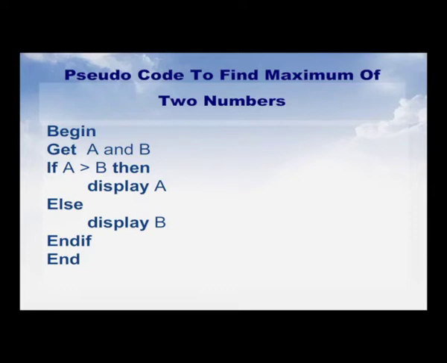So, here we get the 2 numbers, we call them a and b, from the user. We use an if statement. If the condition a is greater than b, then display a as greatest. If a is not greater than b, then the condition a greater than b becomes false. In that case, the else part is executed and the value of b is displayed, and this is completed with the end if statement.